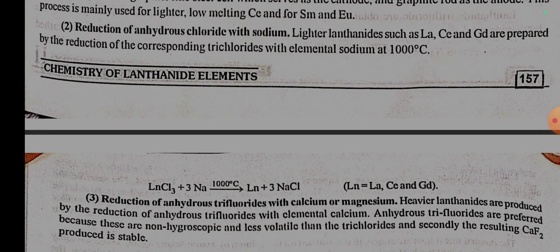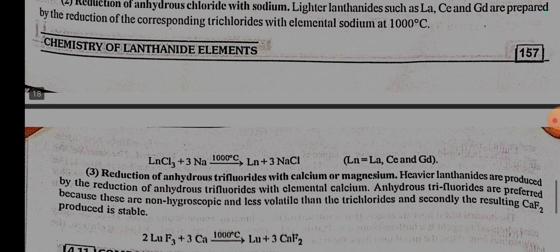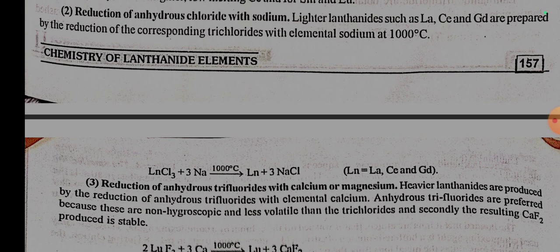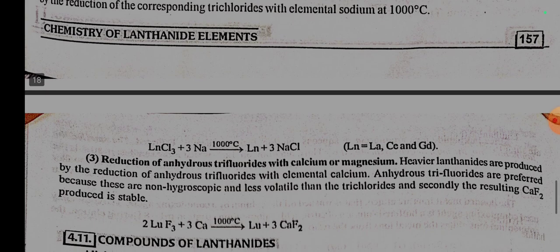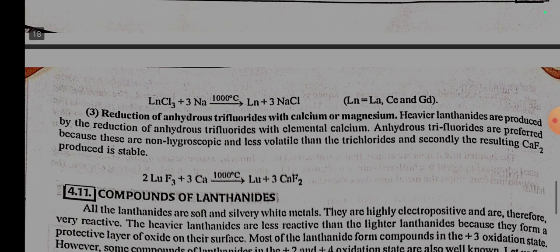Number 2. Reduction of anhydrous chloride with sodium. Lighter lanthanides such as La, Ce and Gd are prepared by the reduction of the corresponding trichlorides with elemental sodium at 1000 degrees Celsius.